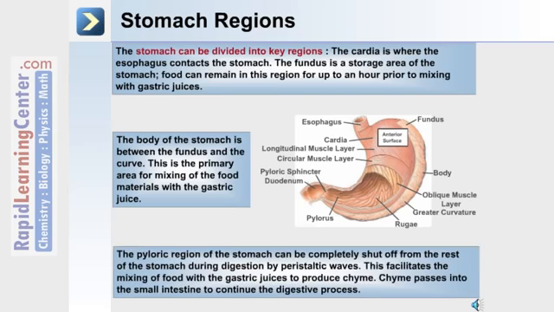The pyloric region of the stomach can be completely shut off from the rest of the stomach during digestion by peristaltic waves. This facilitates the proper mixing of food with gastric juices to produce the chyme. This chyme then passes into the small intestine to continue digestion.